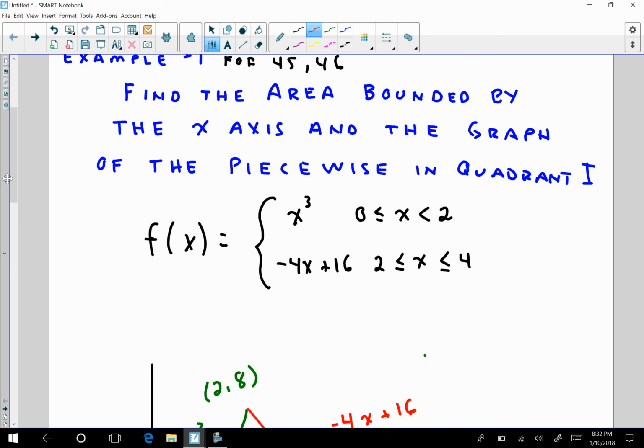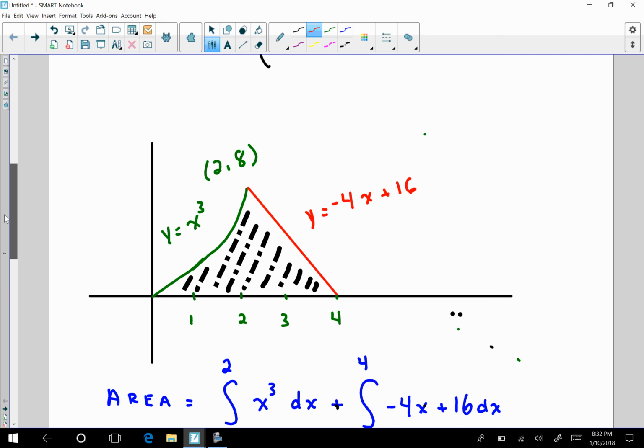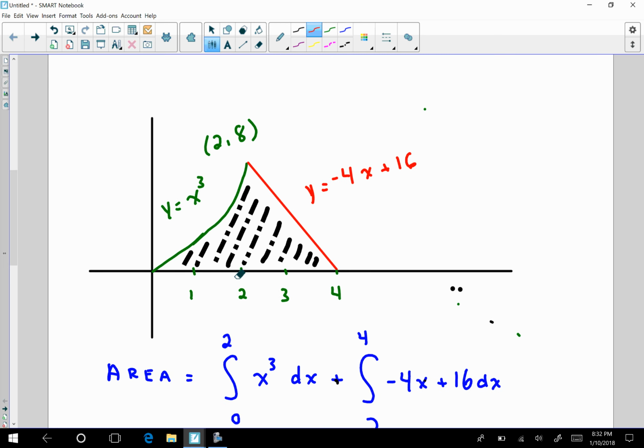So example number 1, this piecewise function is x cubed from 0 to 2 and negative 4x plus 16 from 2 to 4. Let's look at that graph. Here I have y equals x cubed from 0 to 2, and the graph of the line y equals negative 4x plus 16 from 2 to 4. To find that area, with or without a calculator, I'm going to need to write two definite integrals.